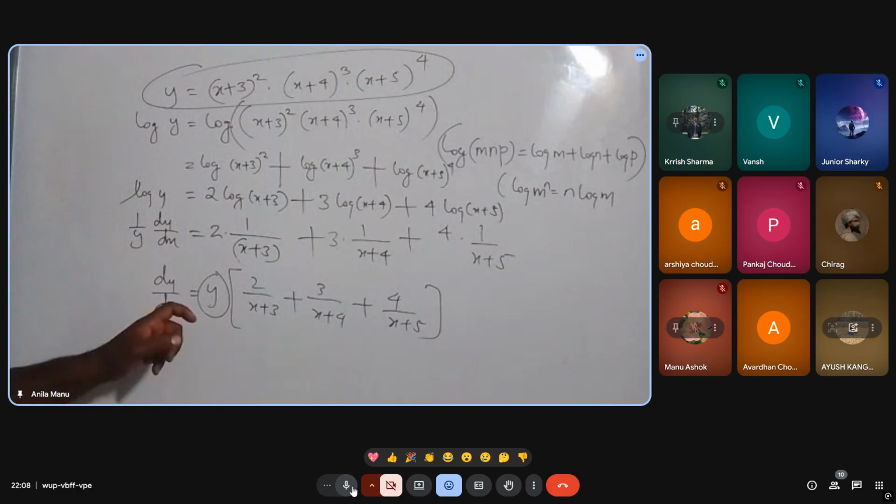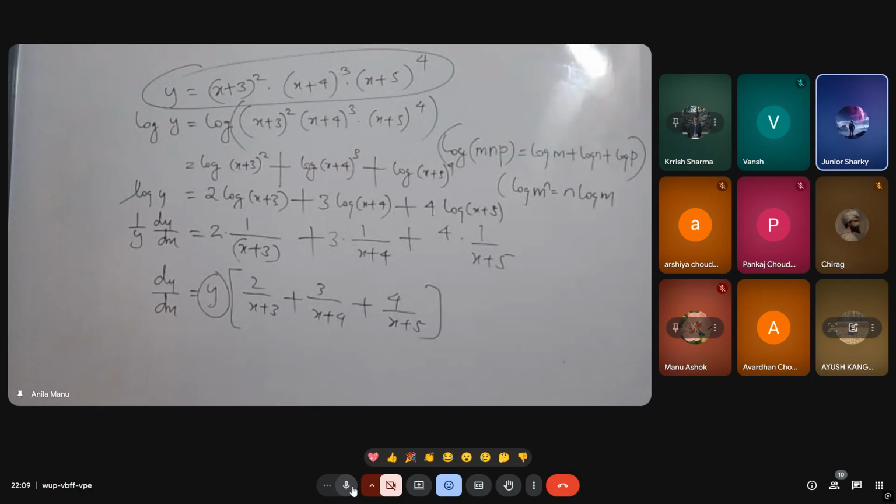That is important. So give here x plus 3 the whole square into x plus 4 the whole cube into x plus 5 the whole raised to 4 into this whole thing. No need to cross multiply or take LCM there. Okay, this is going to be the final answer. Got it? Yes, sir. Okay, let's go to next question.